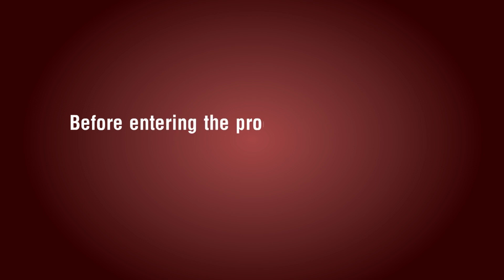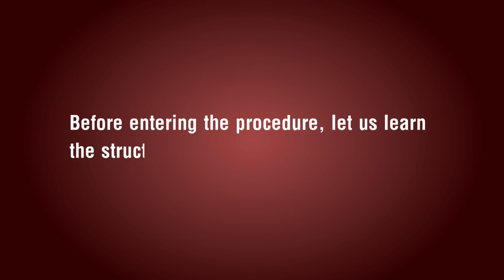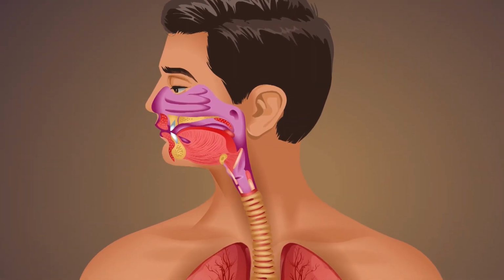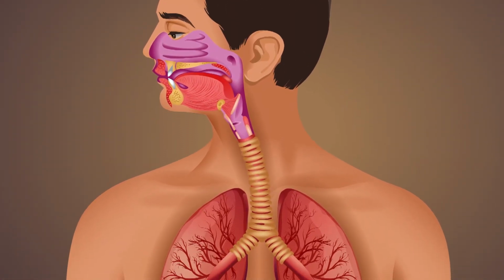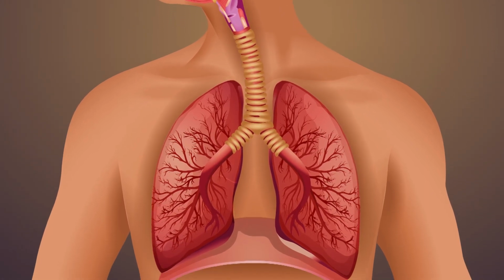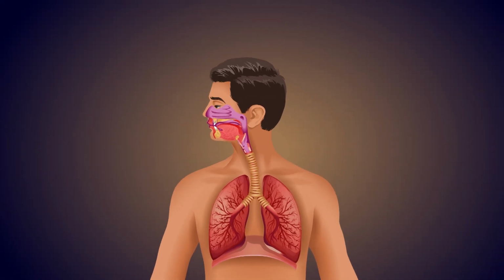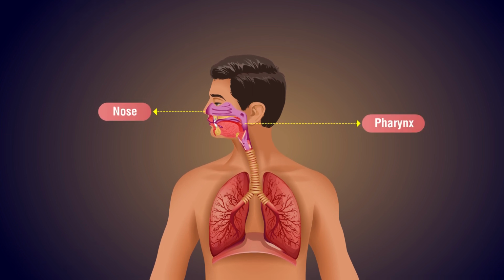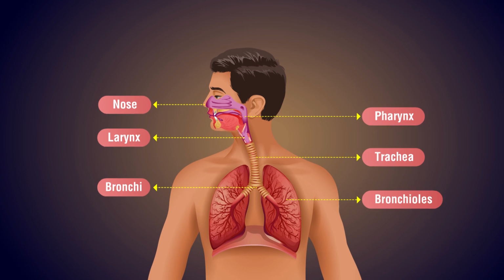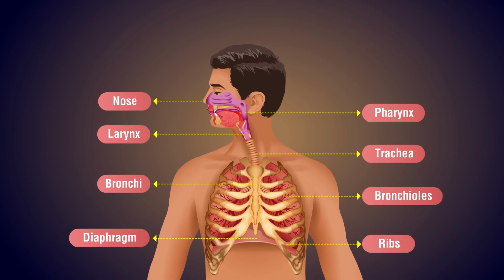Before entering the procedure, let us learn the structure of the human respiratory system. The human respiratory system contains the respiratory organs which help in breathing. The whole system contains the parts, starting from nose, pharynx, larynx, trachea, bronchi, bronchioles, diaphragm and ribs.